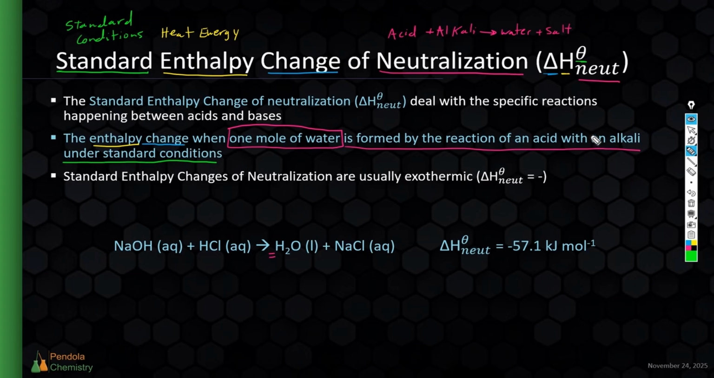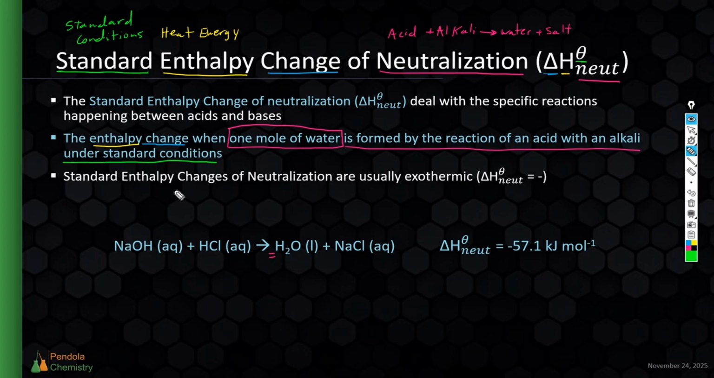So this is the specific part here: 1 mole of water, with that 1 stuck to the water, is formed by the reaction of an acid with an alkali. So we're always going to have an acid and an alkali as the reactants. Again, we'll stick with the same reaction, sodium hydroxide and HCl, and that is always going to create water and a salt or ionic compound. H2O is always there as a product, and that is what the per mole in the enthalpy change is always tied to.